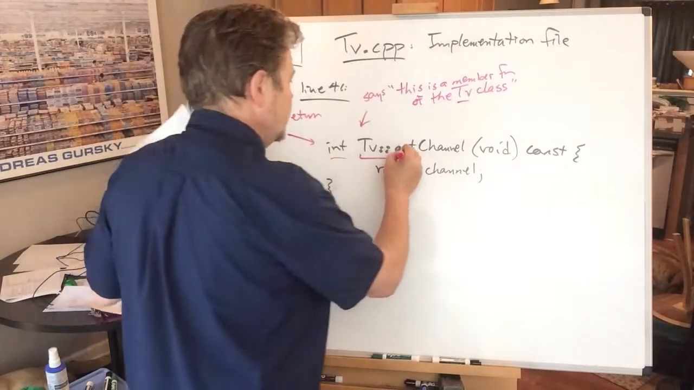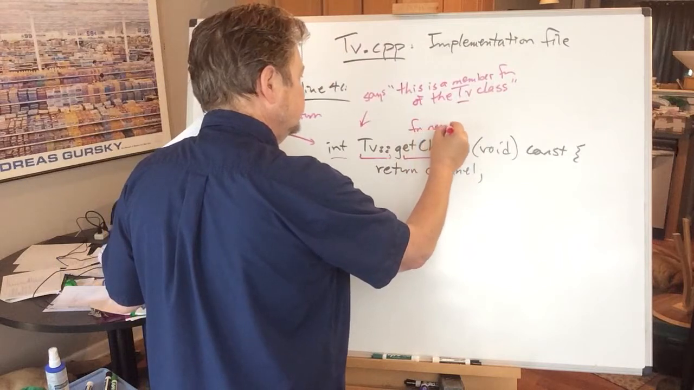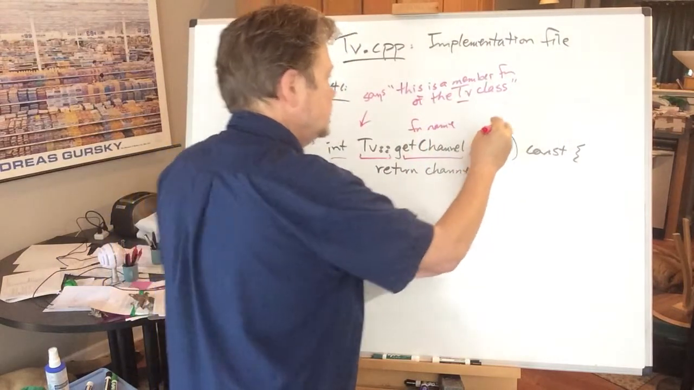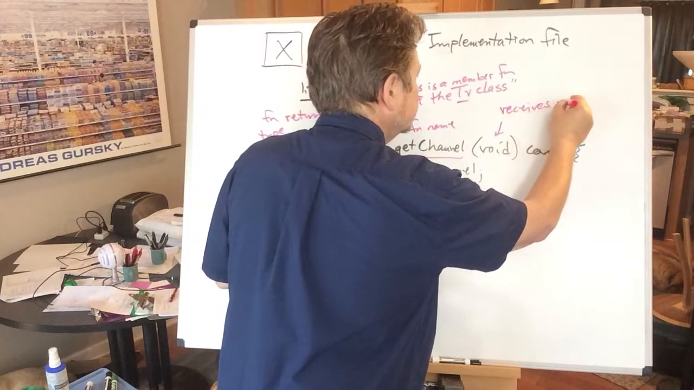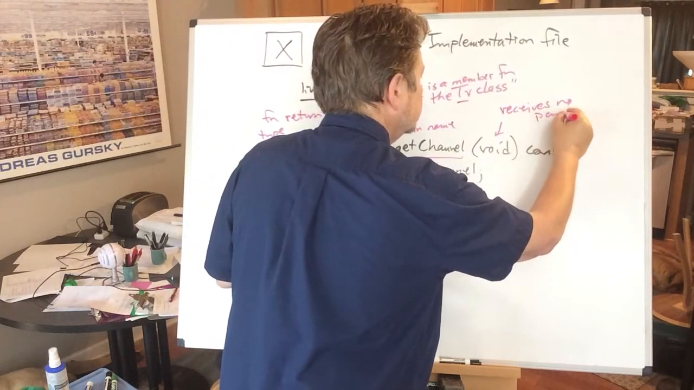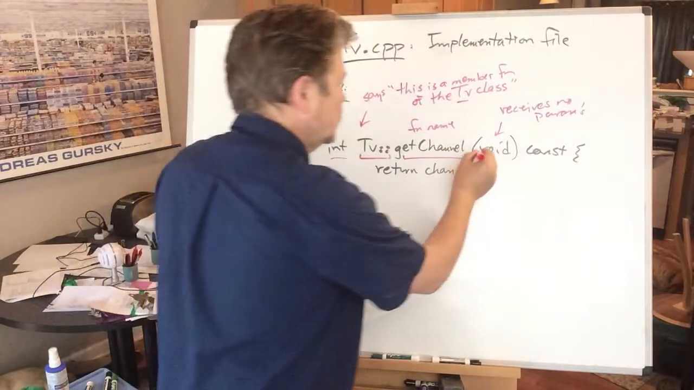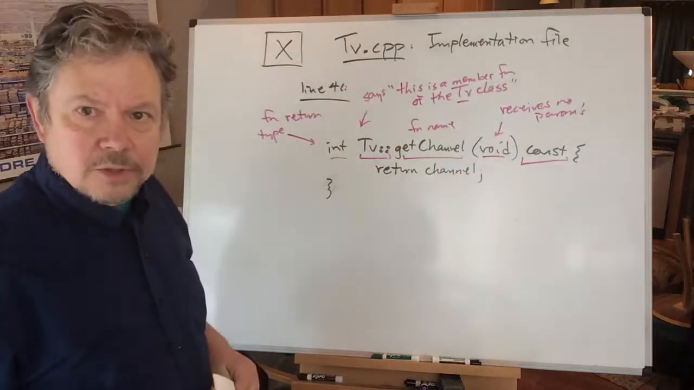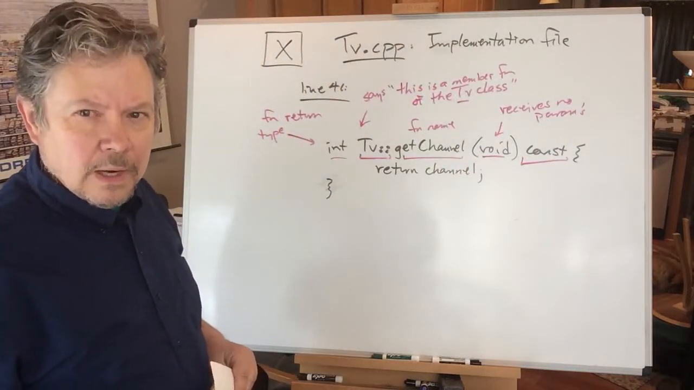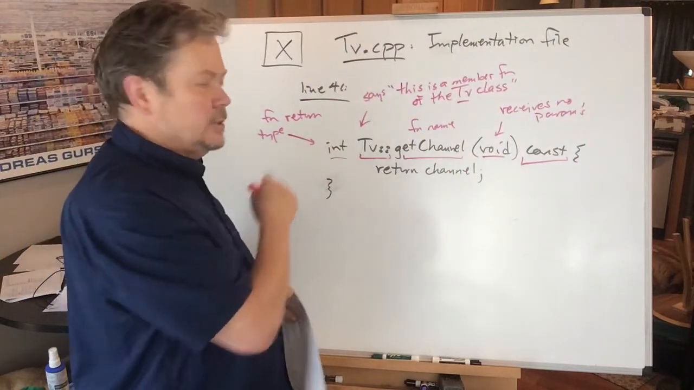This is the function name. Been there, done that. We know what that is, function name. Void means receives no parameters. Const. That's new. We saw that in the header file. It also has to be const down here. In other words, it's got to match the prototype exactly.